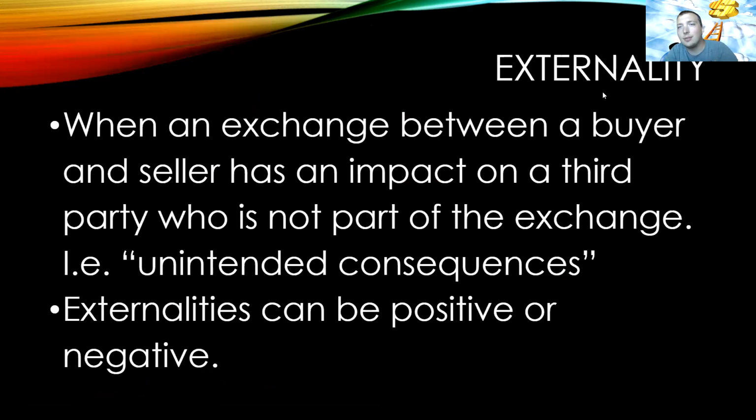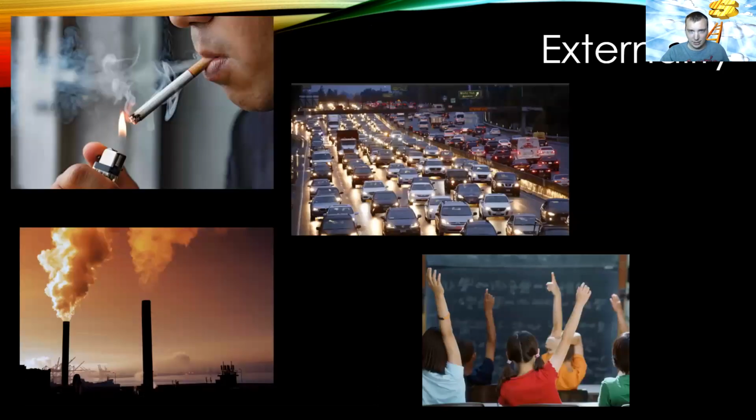So an externality is when an exchange between a buyer and seller has an impact on a third party who's not part of the exchange. So these are the consequences of an interaction between types of property, right? This guy has a cigarette and he bought this cigarette as a part of his private property, but he is blowing smoke into open access or public or even common property. The externality is the consequence of that.